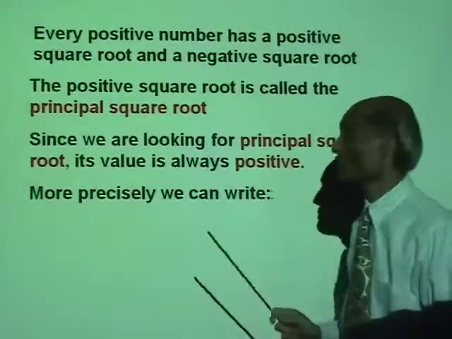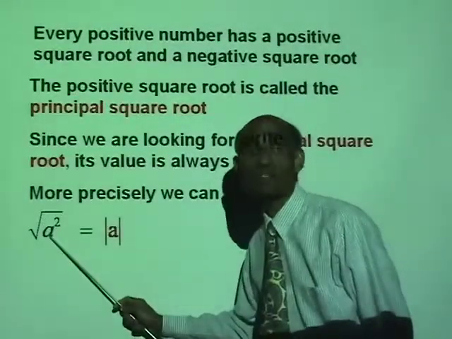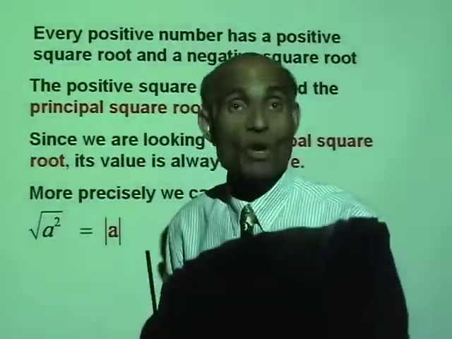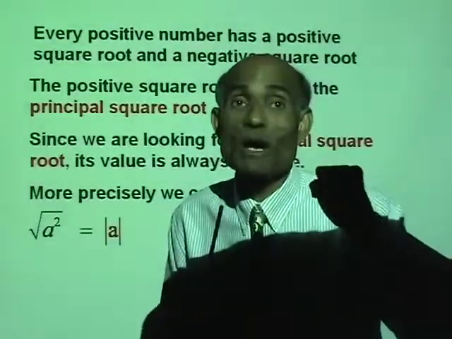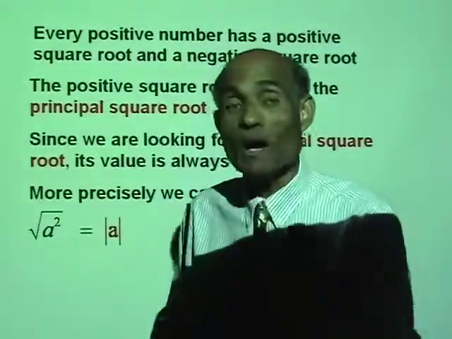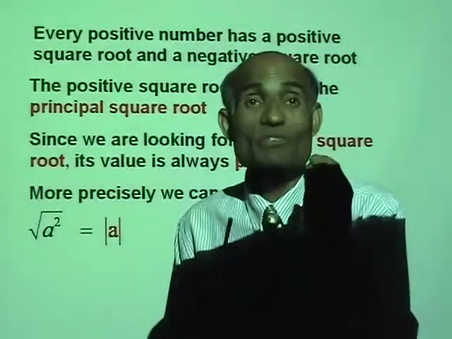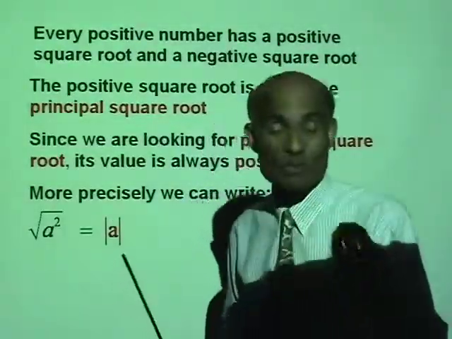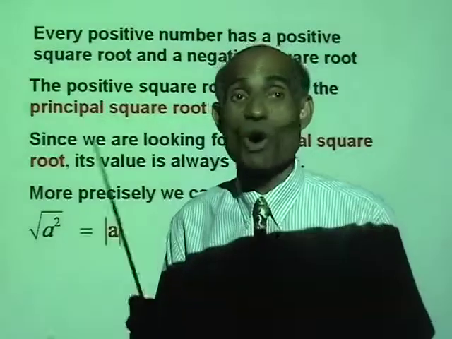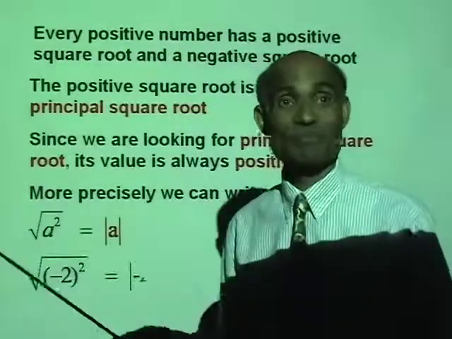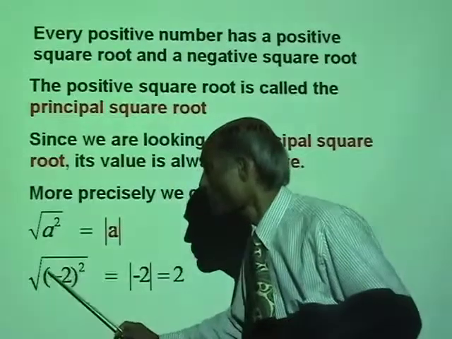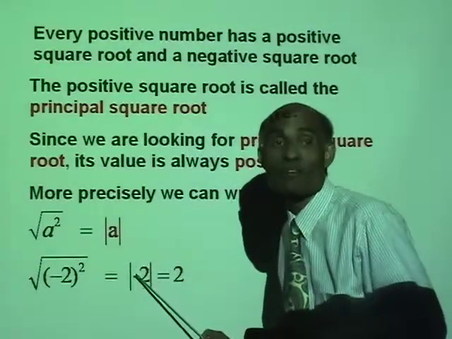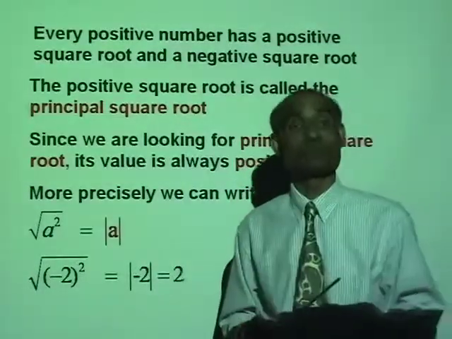More precisely, we can write square root of a squared is absolute value of a. In other words, although square root of a squared can have a positive value and a negative value, we are interested only in the positive value. So we call it absolute value of a. You know that absolute value of a number is always positive. In other words, square root of negative 2 all squared is absolute value of negative 2, which is 2.